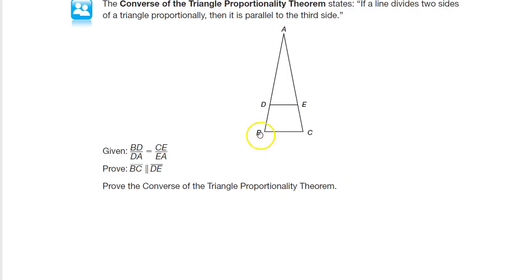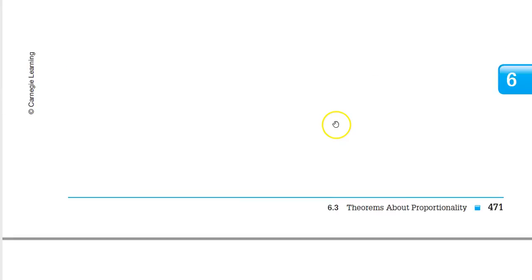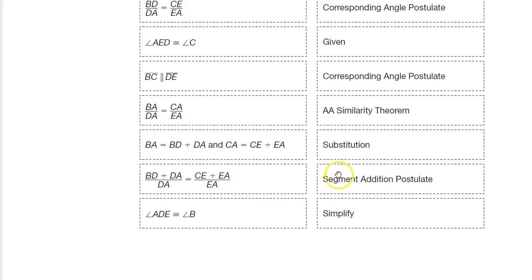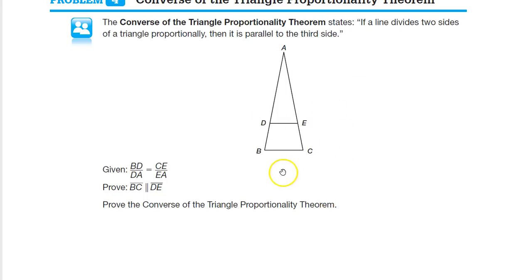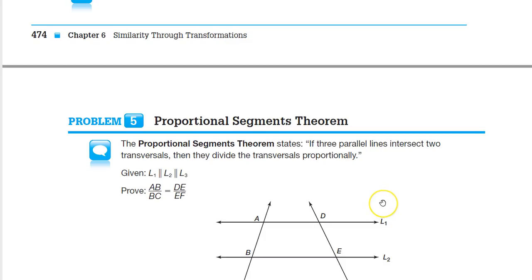Now the converse says that if you know this segment over that segment is equal to this segment over that segment, then you know that these lines have to be parallel. They must be parallel. Once you're done going through this proof, all the statements and reasons are given. You just have to put them together and put them in order. Once you get done, you're going to go the other direction with it, basically going backwards, because you're starting with what you were trying to prove before. Now you know that you can go back up from it and end up here.